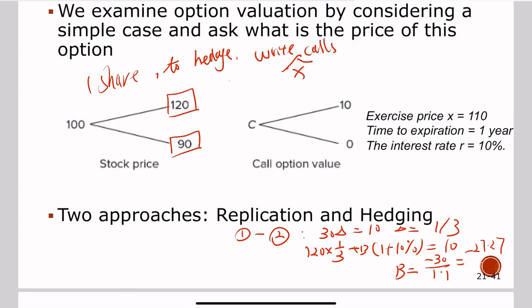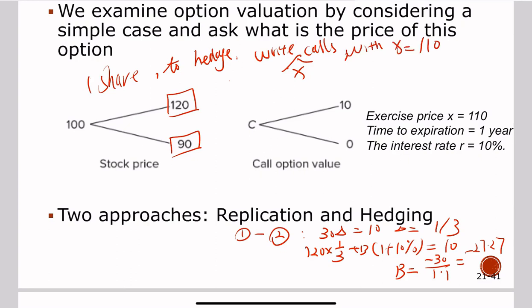Now, by the definition of hedging, if you're hedging, you want to make sure the value of the portfolio stays the same no matter what happens. That is, your portfolio of one share and X calls should give you the same payoff, whether the share price is 120 or the share price is 90. So let's write this out using a very simple equation. Sorry, I forgot to mention, you will write X number of calls with exercise price equal to 110.